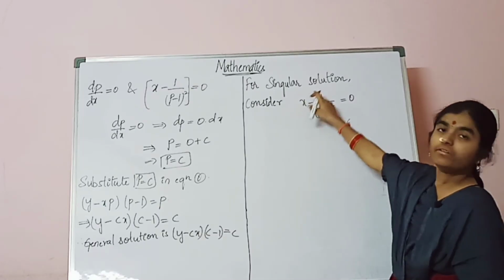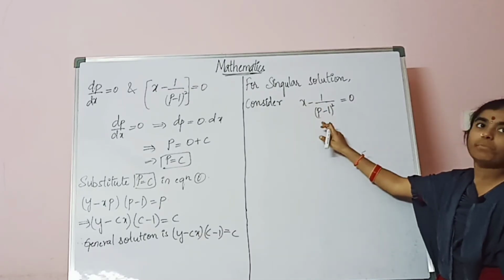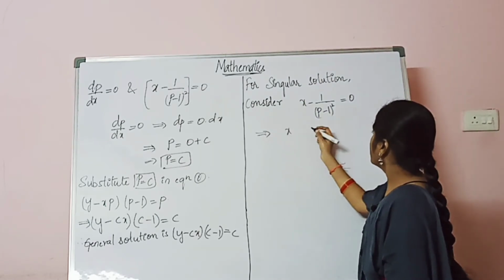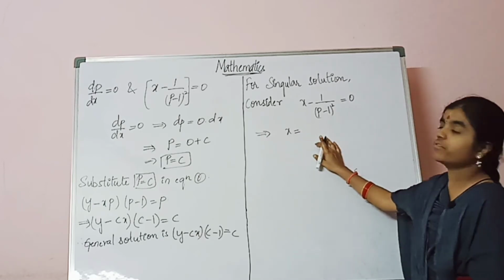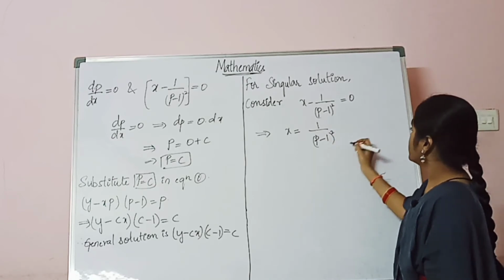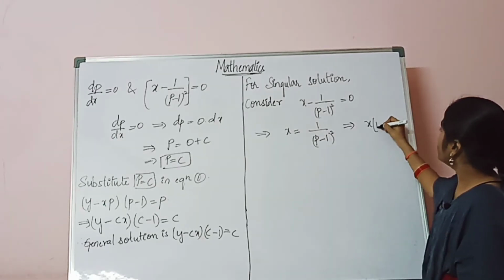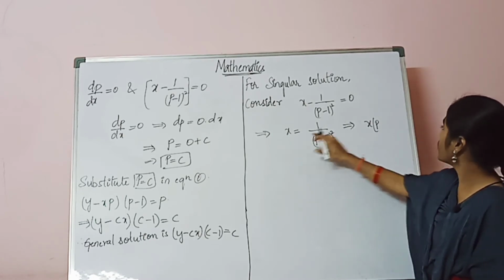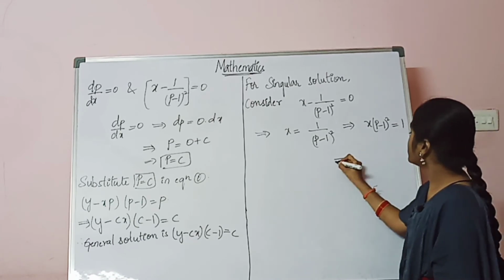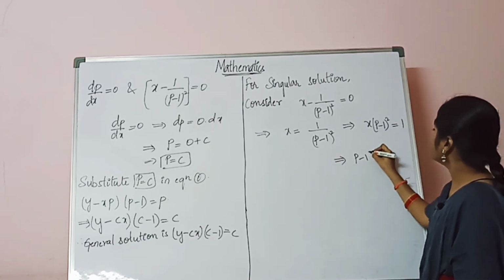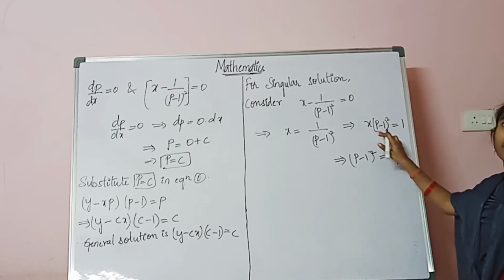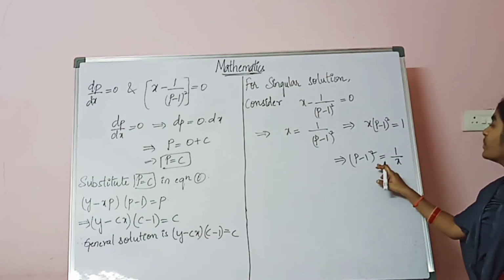So for the singular solution, consider x minus 1 by (p minus 1) whole square equals 0. This is case 2. This implies x equals 1 by (p minus 1) whole square. That implies x into, now this (p minus 1) whole square goes this side, so x into (p minus 1) whole square equals 1. That implies (p minus 1) whole square equals 1 by x. Now this x comes this side, so it becomes division.